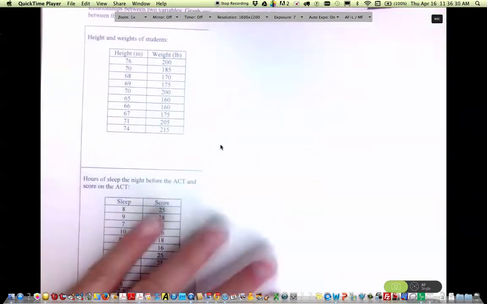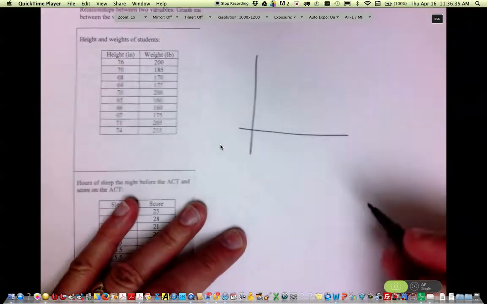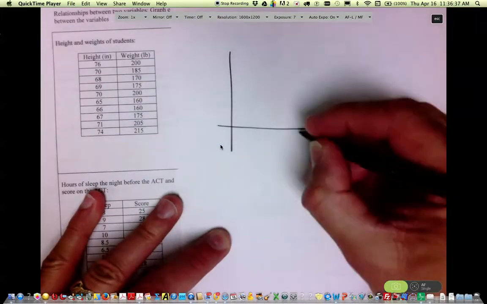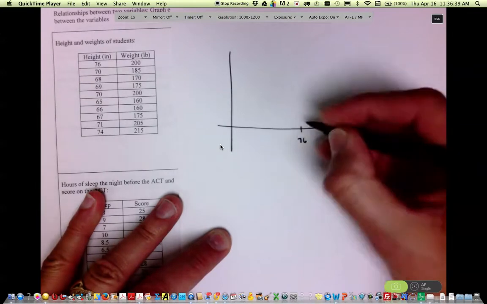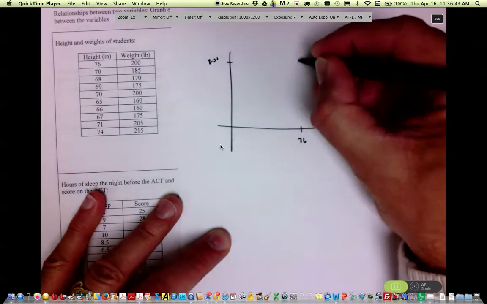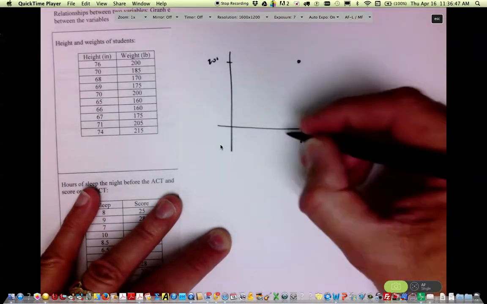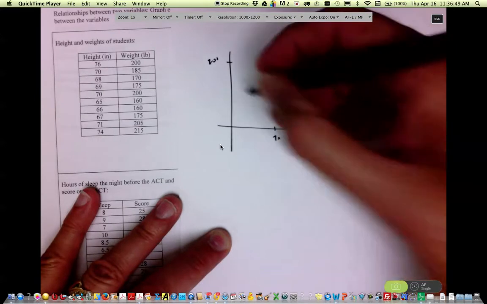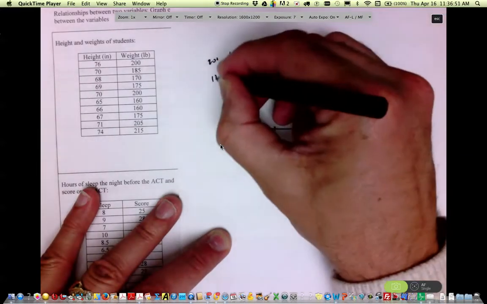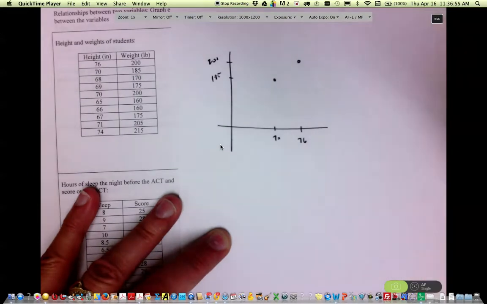So for this first guy, I'm going to think about, here is my coordinate axes. This kid is 76 inches tall and he weighs 200 pounds. Right? And so we're going to end up with a point there for that particular kid. Then we got another kid that's 70 inches tall and he weighs 185. Alright, so we're going to end up with a point here for that kid. Alright, and we're going to do that for every single kid.